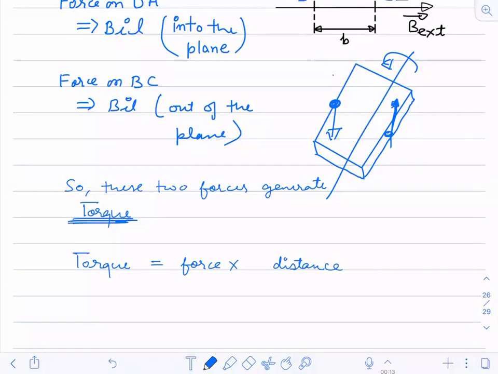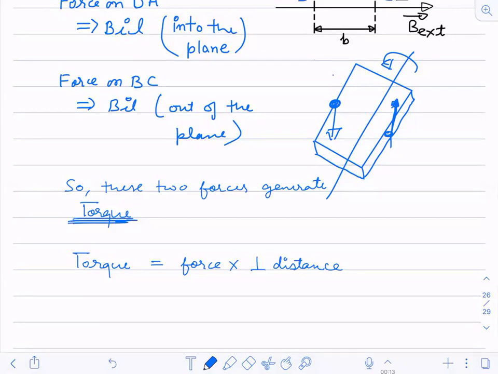From where to where do you have to take the distance? In this case, when you calculate the torque, the distance will be the perpendicular distance between the lines of action of the forces. So don't only remember it as force into distance. You have to understand which distance you should take. Not every distance can be substituted here.